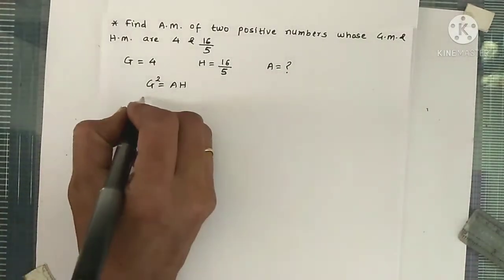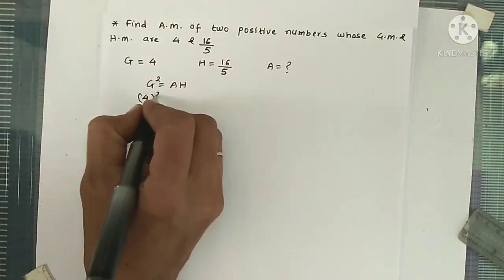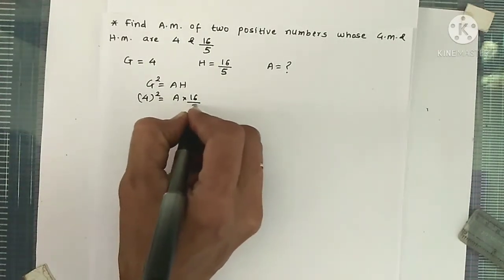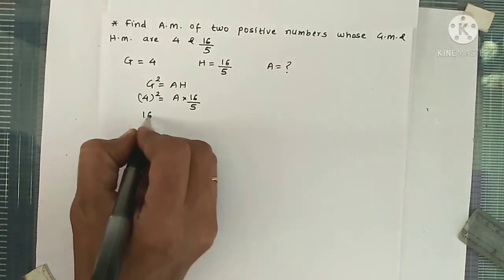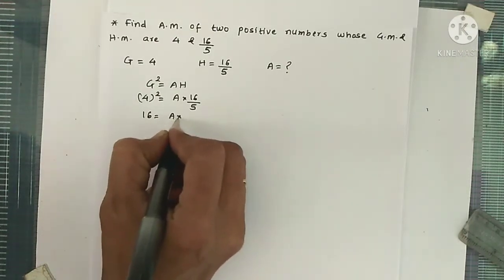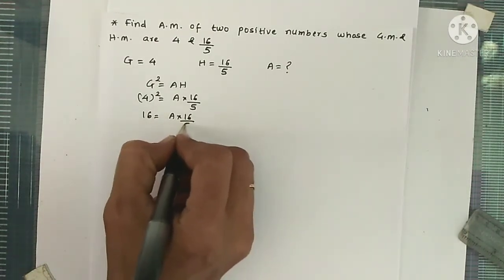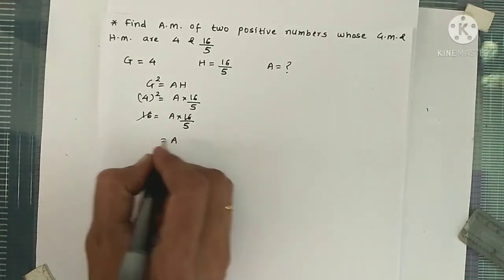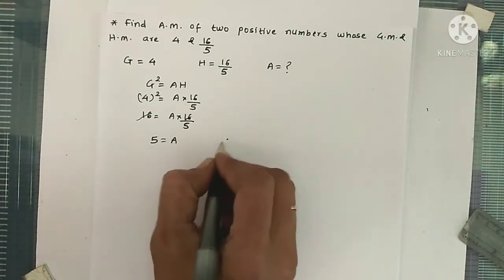So let's put G equal to 4. So 16 equals A into H, that is 16 by 5. So 16 equals A into 16 by 5. Now we can cancel 16 from both the sides and cross multiplying, A equals 5.